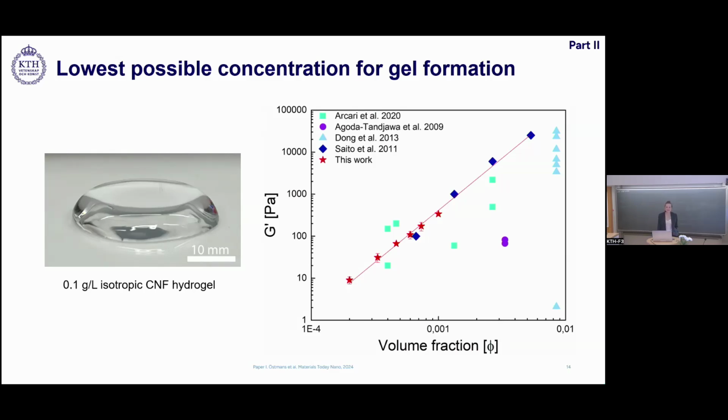And as you can see here, in this work, we managed to actually create a hydrogel with a concentration of 0.1 gram per liter of CNF and still have a self-supporting structure. And if we compare our work with other relevant studies, we can see that we have actually pushed the limit of the lowest concentration we can use to create self-supporting hydrogels and characterize their mechanical properties.